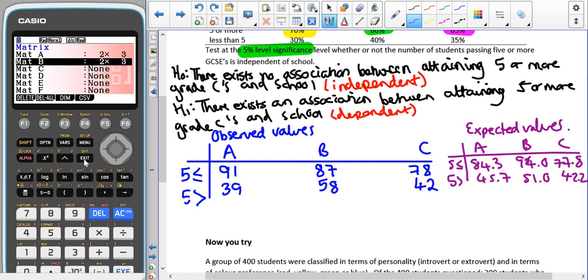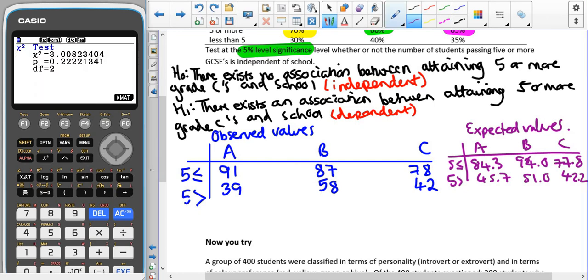So then we can come back out of there and we need to write this information down. So the chi-squared value is 3.01 to 3 significant figures. Remember that that's our test statistic. We also need to write down the degrees of freedom, the DF, which is 2.